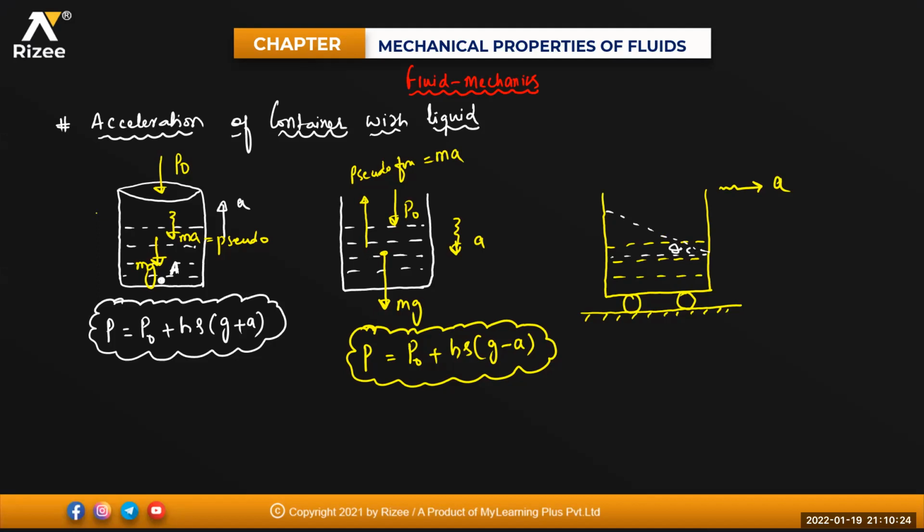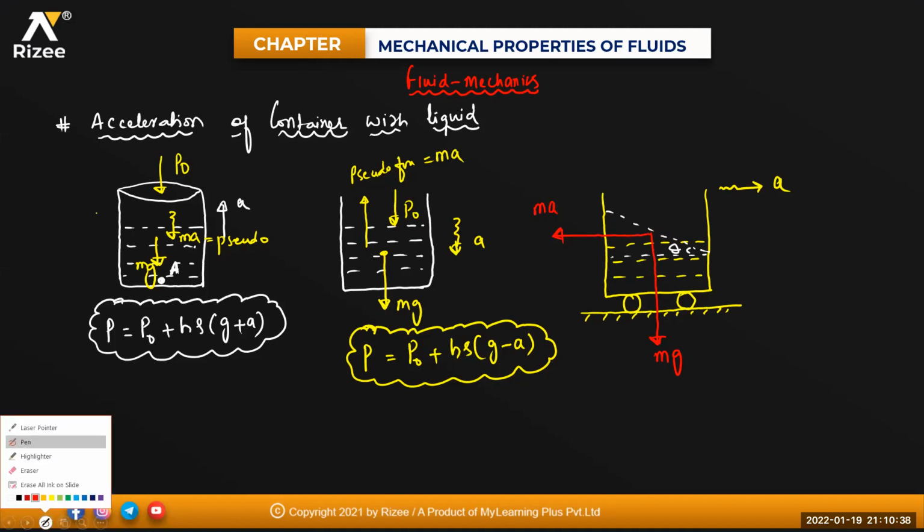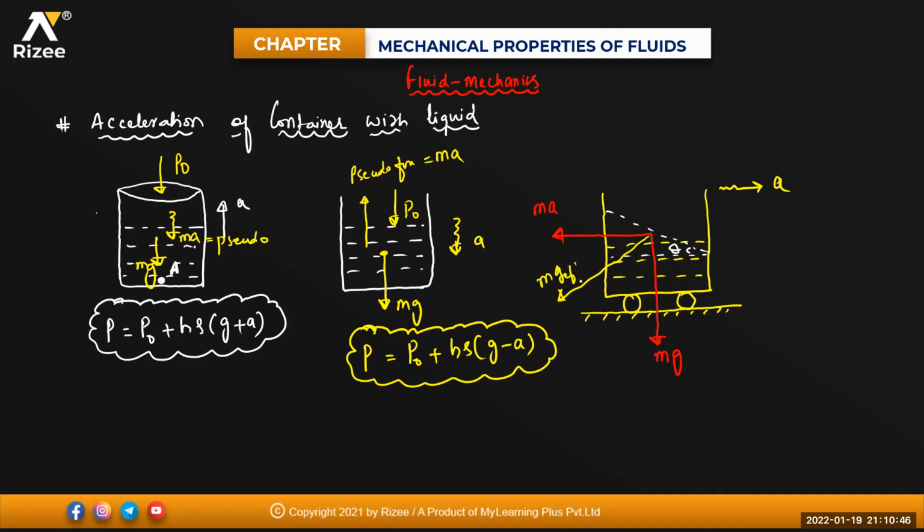Got it? Now tell me what all the forces will be acting on this body. One is no doubt weight of the body, which acts in the downward direction, m into g. Pseudo force acts on this body in this direction, that is nothing but m into a. The resultant of these two forces is acting on this body, so that will be equal to m into g effective. Clear?